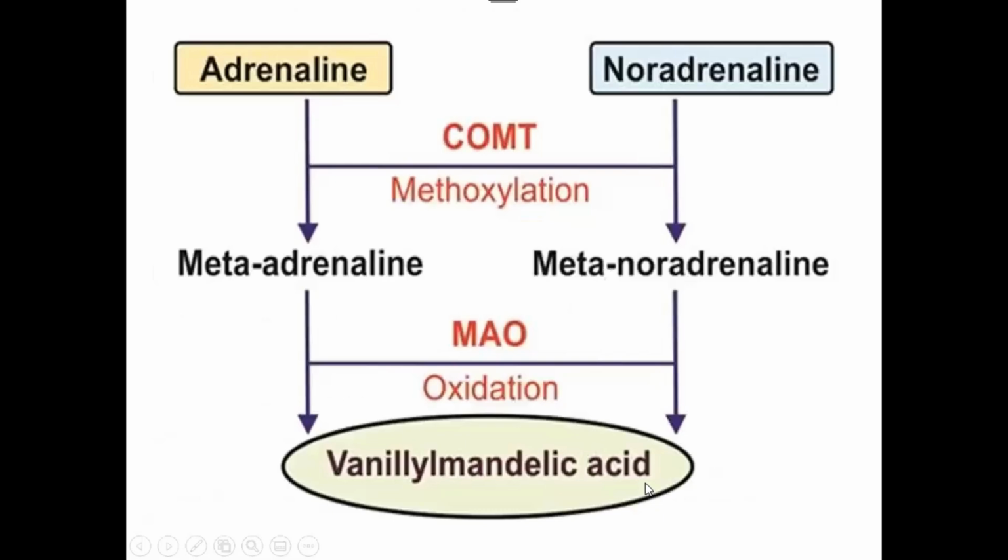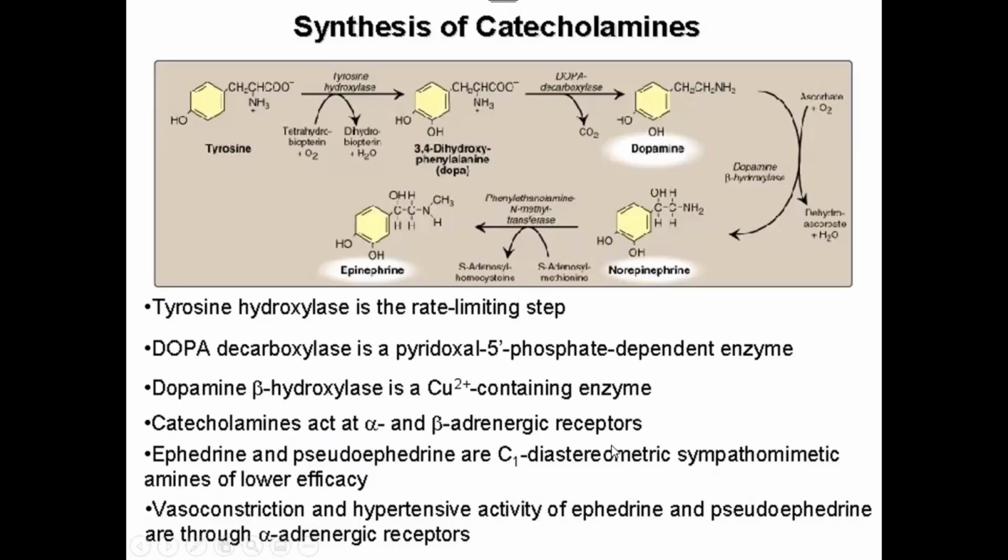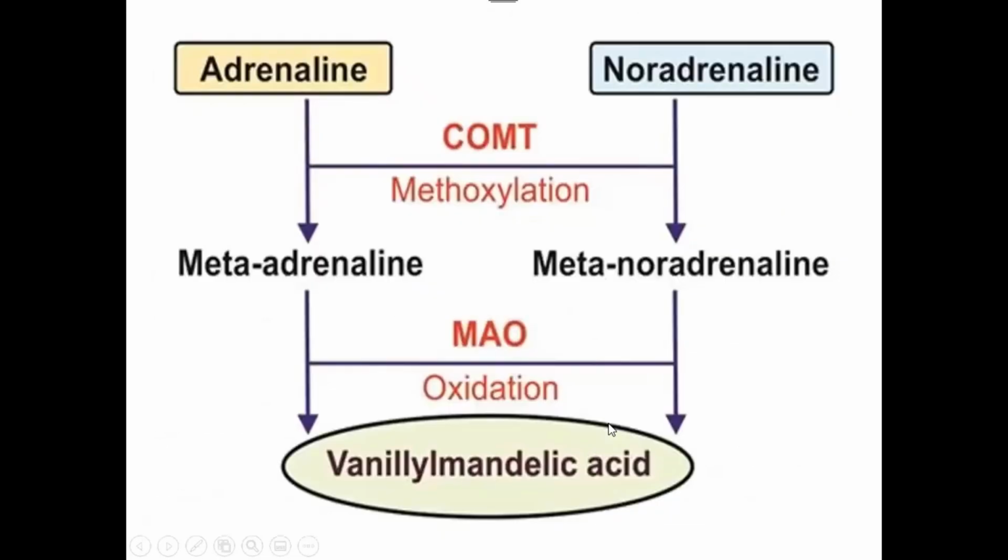Next, we go to metabolism of catecholamine. So these are the synthesis. How are adrenaline and noradrenaline metabolized? The first enzyme you have to remember is COMT, catechol O-methyl transferase. With methoxylation, they become metadrenaline and metanoradrenaline. Both of these undergo oxidation by the MAO enzyme, monoamine oxidase, to become vanillyl mandelic acid. This is the final metabolite of adrenaline and noradrenaline metabolism.